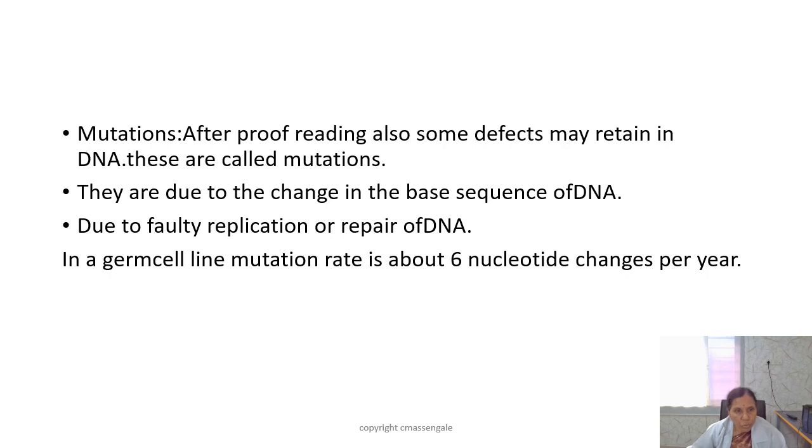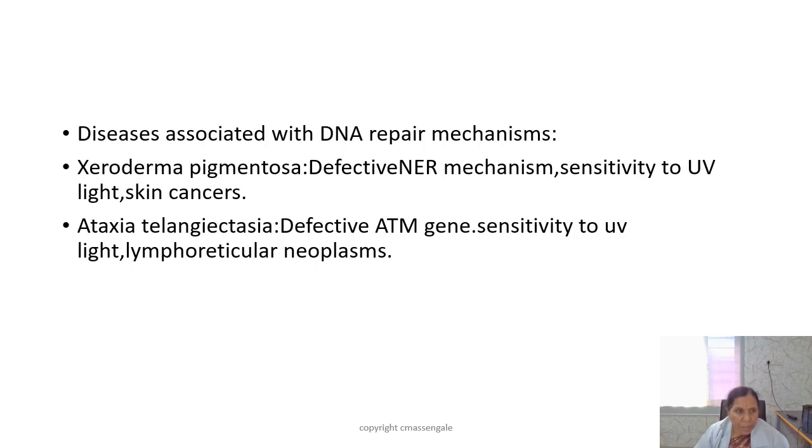And coming to mutations, even after proofreading, some defects may be retained in DNA. These are called mutations, due to a change in the basic sequence of DNA, from faulty replication or DNA repair. In the germ cell line, the mutation rate is about 4 nucleotide changes per year. This is associated with defective DNA repair mechanisms, such as xeroderma pigmentosa, with sensitivity to UV light and skin cancers, and ataxia telangiectasia, a defective gene with sensitivity to UV light and lymphoreticular neoplasms.